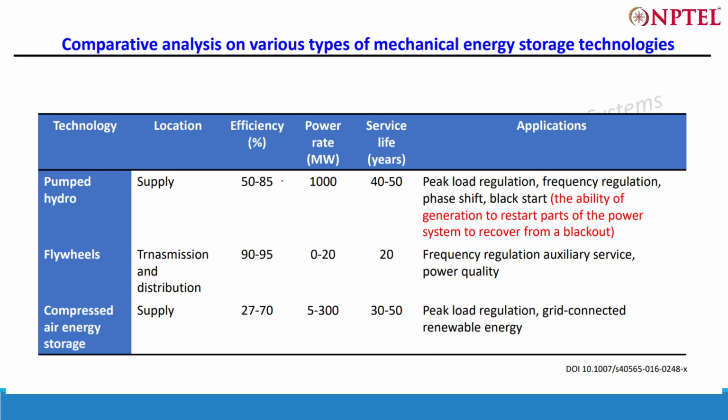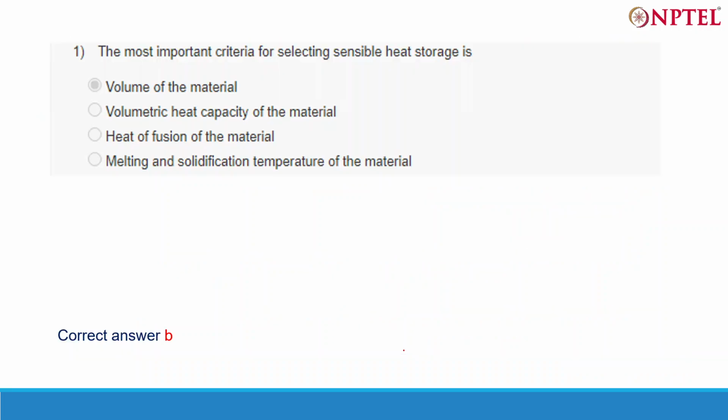Now, if we compare the efficiency, power rate and service life, pumped hydro storage wins here because it has a very high power rate, like 1000 megawatts, and the service life is very high. Similarly, for transmission and distribution we can have flywheels, and compressed air energy storage. So these are the different things. Okay, now moving to the quiz questions.